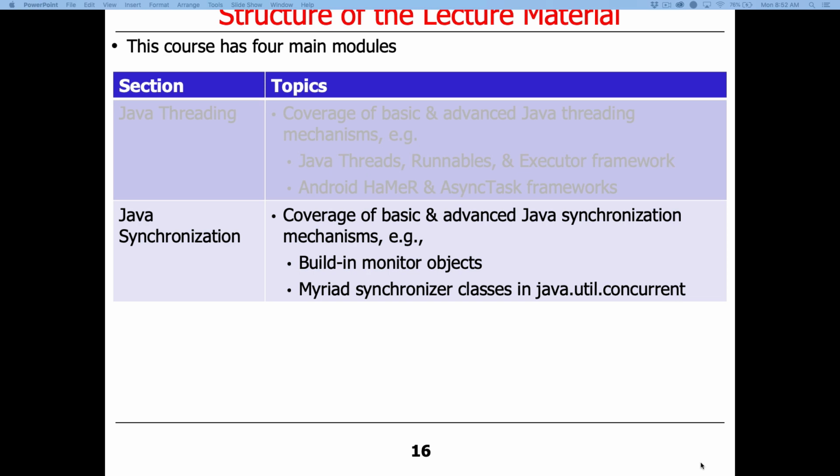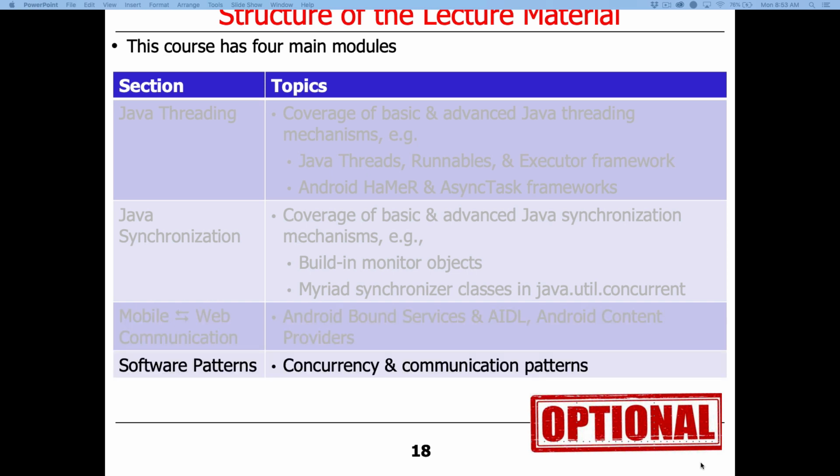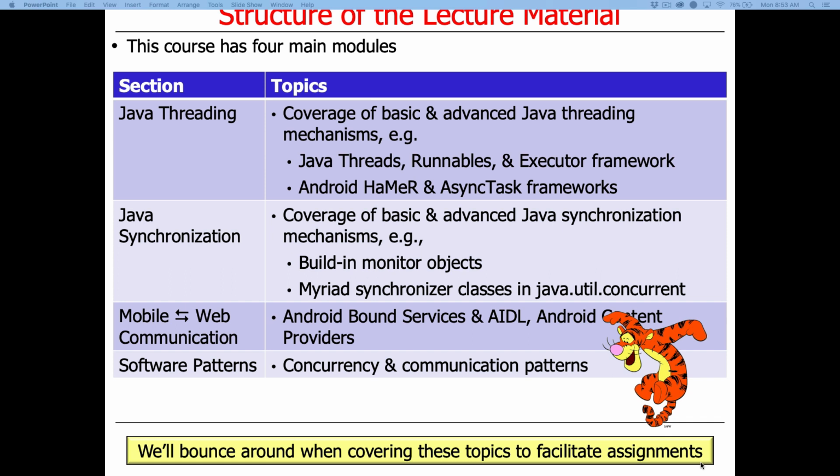We'll also be covering lots of Java synchronization mechanisms. Java, not so much Android, but Java has lots and lots and lots of synchronization mechanisms, built-in monitor objects, and then lots and lots of synchronizer classes that are part of java.util.concurrent. You'll learn about all these things, and you get a chance to play around with them. As I mentioned, we might do a bit about mobile web communication if we have time, and we'll talk a bit about some patterns along the way as we have time as well.